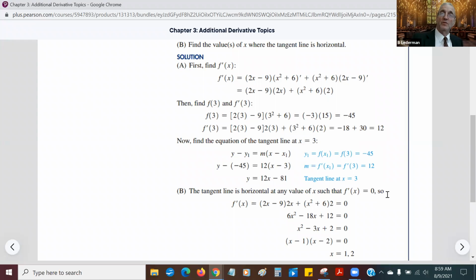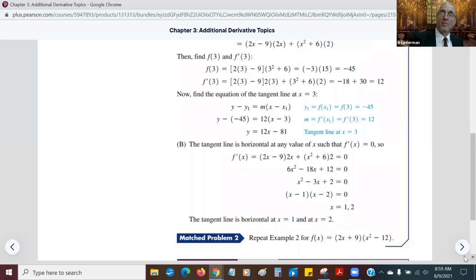So what we're basically going to do is take the derivative, set it equal to 0, and solve for x. So here's our derivative: 2x minus 9 times 2x plus x squared plus 6 times 2. We set that equal to 0 and solve for x, and we get either x is 1 or x is 2. So which one is it, 1 or 2? Well, it could very well be both. The tangent line is horizontal at x equals 1 and x equals 2.